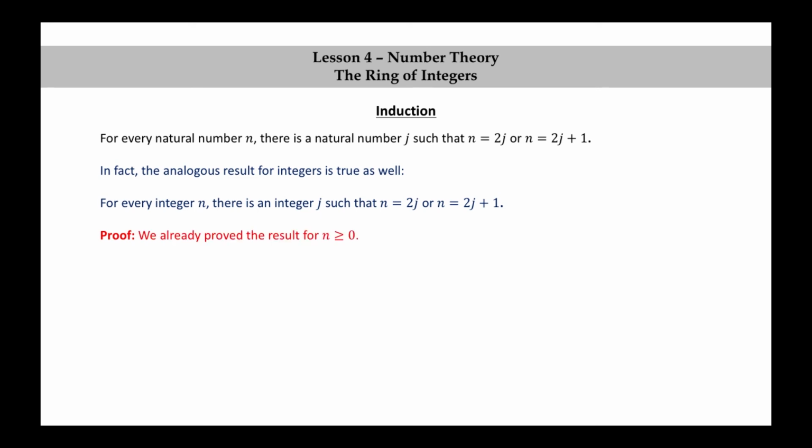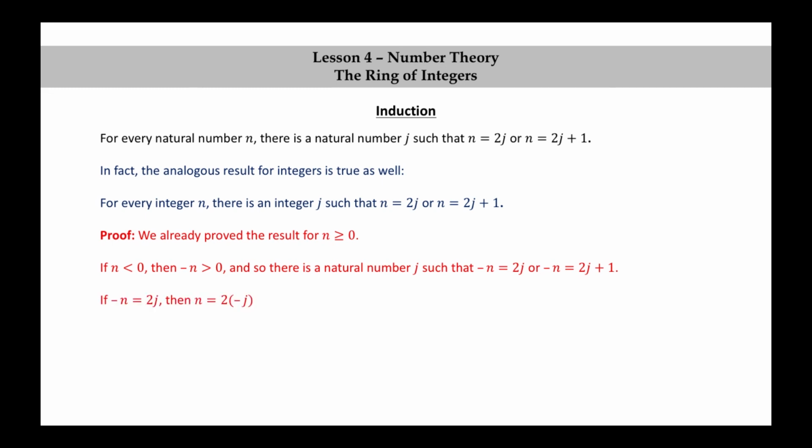We already proved the result for n greater than or equal to 0, so we just need to do it for n less than 0. If n is less than 0, then negative n is greater than 0. And so, by the previous result, there is a natural number j such that negative n is 2j or negative n is 2j plus 1. If negative n is 2j, then n is 2 times negative j. Okay, I admittedly left out some details here. You may want to fill those in. Since j is a natural number, negative j is an integer.